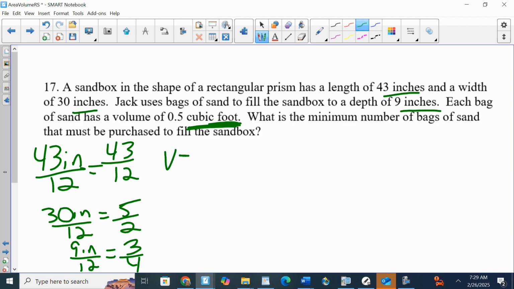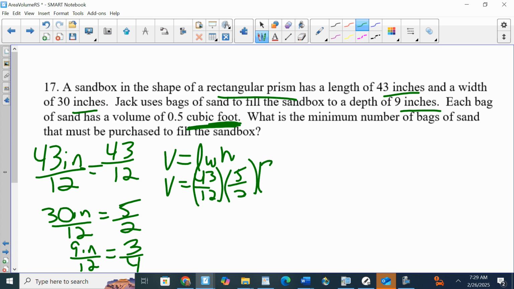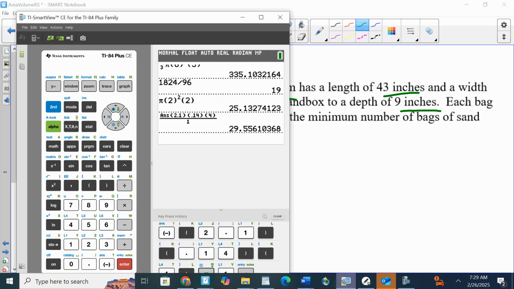So the volume is length times width times height for a rectangular prism. So it's 43 over 12, 5 over 2, 3 over 4. Type that into the calculator.